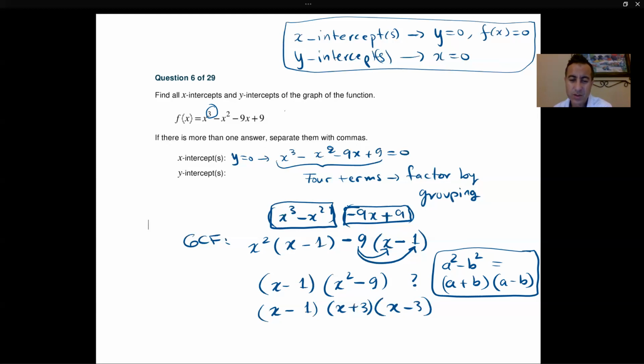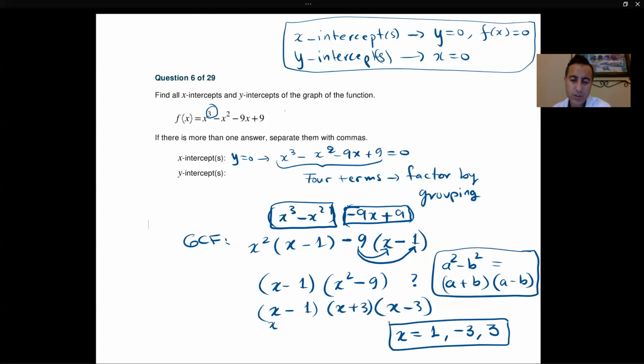If for some reason this did not show up this way, we're expecting 3 zeros from that for this type of problem. Then we set them to zeros, and we've done this before. So the first one will give us 1. The second one, x plus 3, will give us negative 3. And the third one will give us 3.